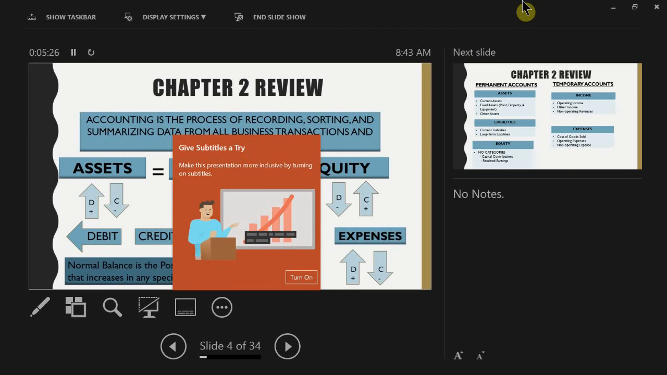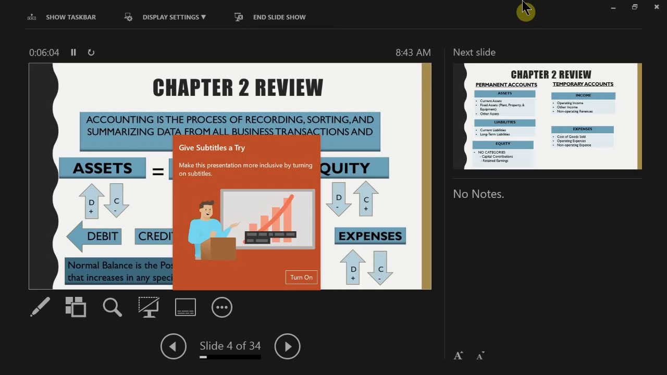Then once again, chapter 2, we talked about the definition of accounting. We talked about the accounting equation. So assets equals liabilities plus equity, all right? We talked about the accounting model where each account flows in a specific direction, okay? So we have our assets and our expenses, right? They're normally increased with a debit, while all the other ones, the liabilities, the equity, and the revenues, all are increased by a credit, okay?